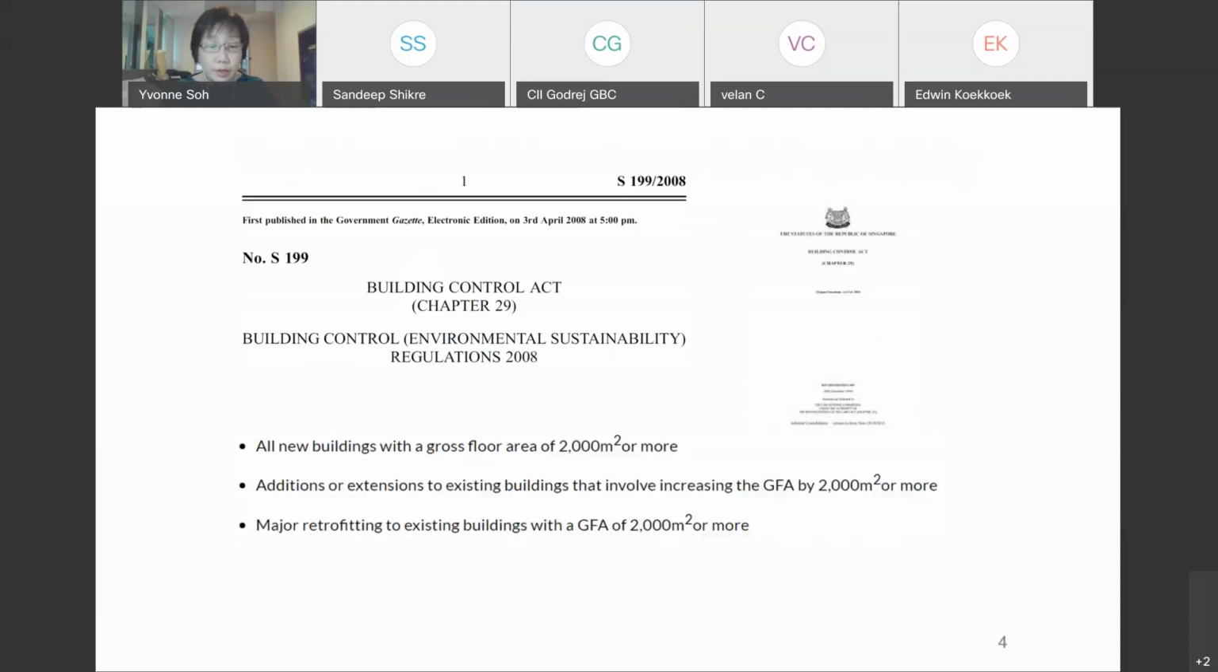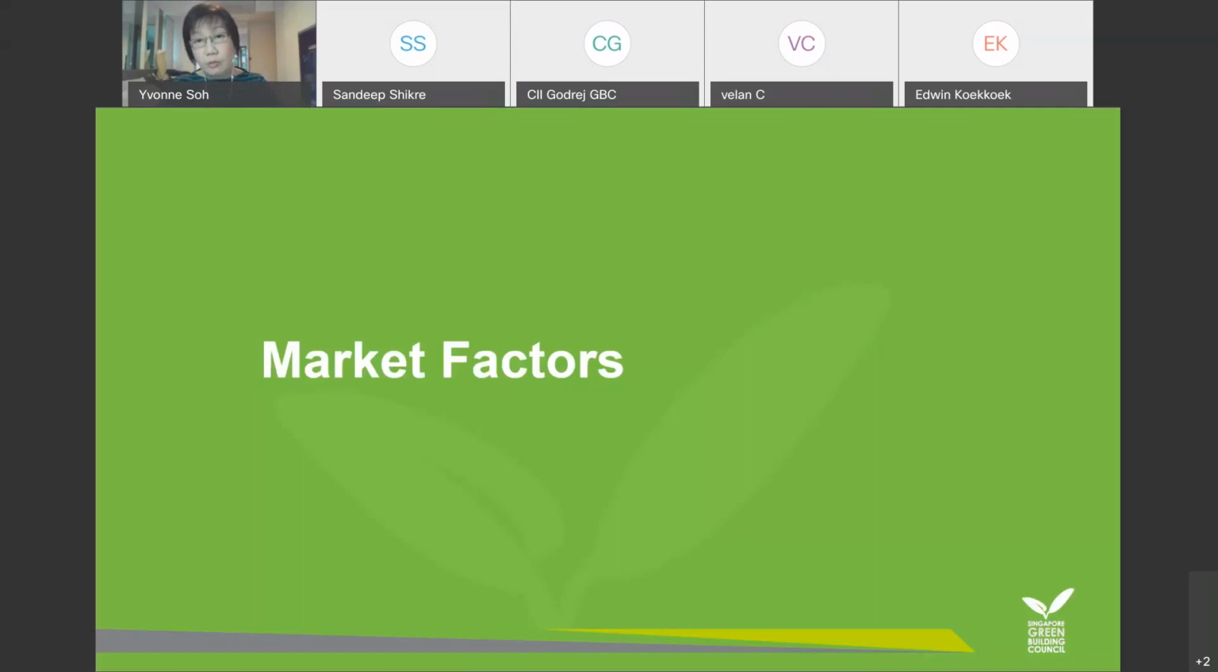On the issue of environmental regulations, legislation on the environmental sustainability of buildings was enacted in 2008, and this covers both new and existing buildings. Building performance requirements that are pegged at the certified level of green building are imposed on all new buildings with a gross floor area of 2,000 square meters or more, as well as any building extension, addition or retrofits. For existing buildings, energy efficiency audits of the building's cooling systems have to be undertaken every 3 years, and information on energy consumption has to be reported on an annual basis for benchmarking purposes. But for today, I will be focusing my presentation more on market factors rather than environmental regulations.